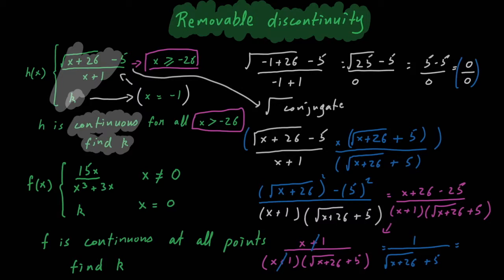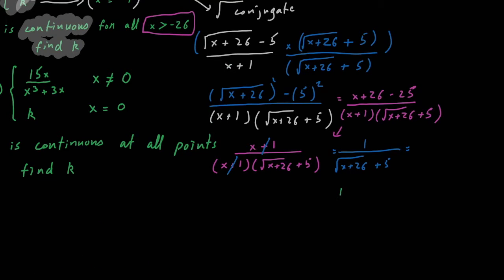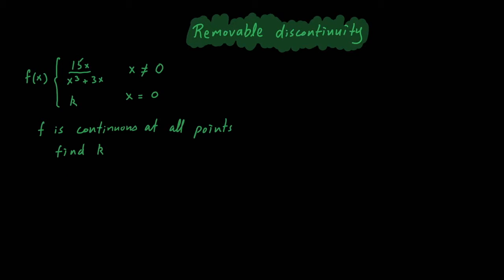We will get 1 divided by negative 1 plus 26 under root plus 5, which is 1 divided by under root 25 plus 5, which is 1 divided by 5 plus 5, which is the same thing as 1 divided by 10. So 1 over 10 is your answer. Let's solve for another question.